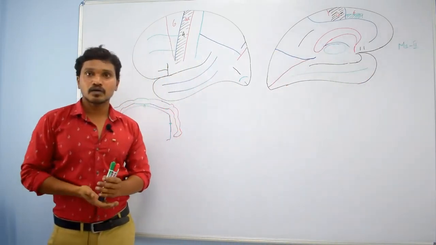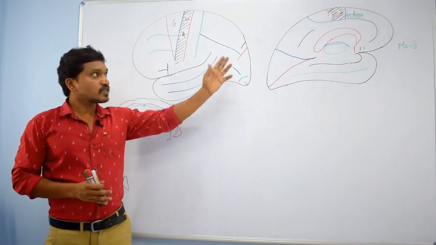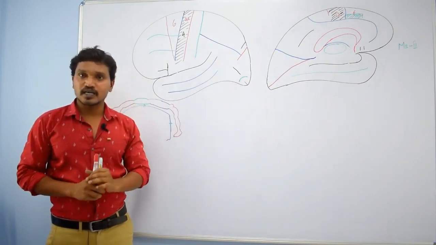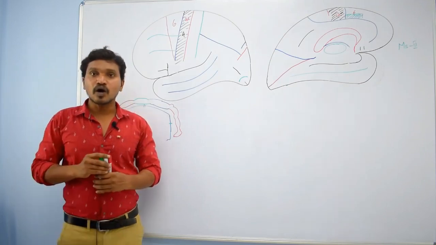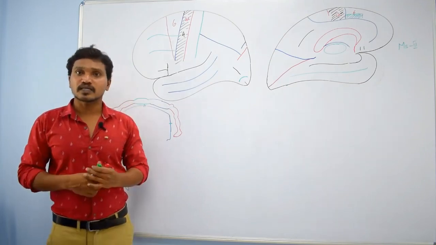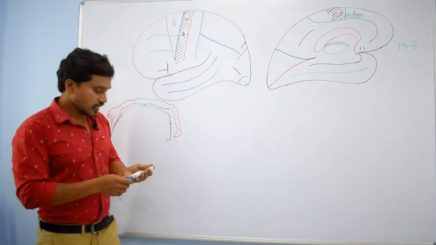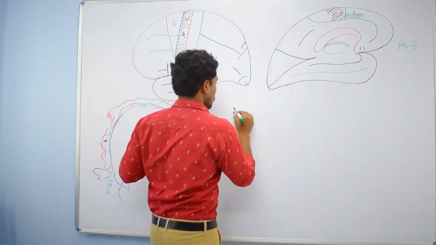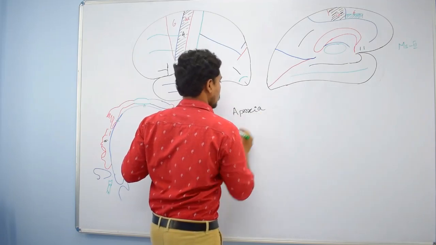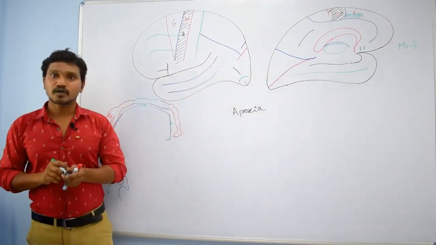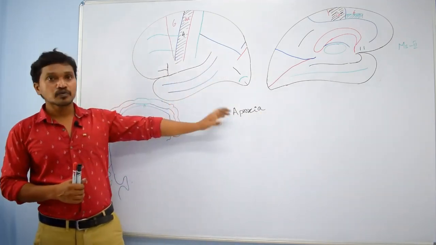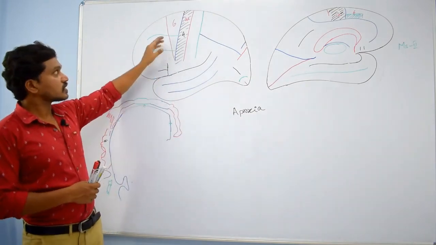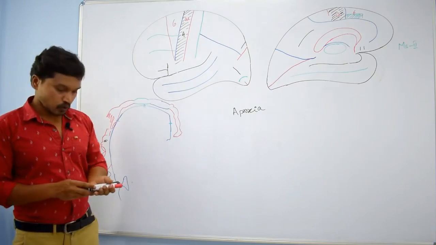So if there is lesion in that region, what will happen? Supplementary area lesion. What will happen? Loss of skilled movements. That condition what we call apraxia. Apraxia, right? Then we will see next area, which is present in the frontal lobe.